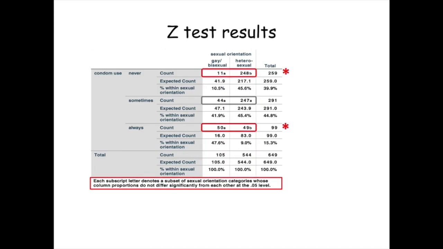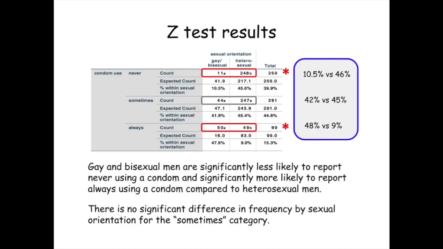There are different letters next to the cell counts for the never and always condom use categories, so there is a significant difference between gay and bisexual men and heterosexual men for these categories. The same letter appears next to the cell counts for the sometimes category, so there is no difference for this category of condom use, and they would write up this interpretation accordingly.